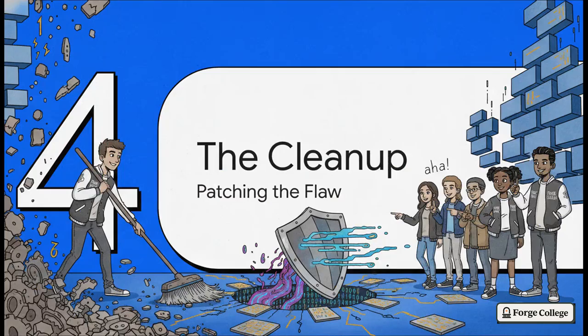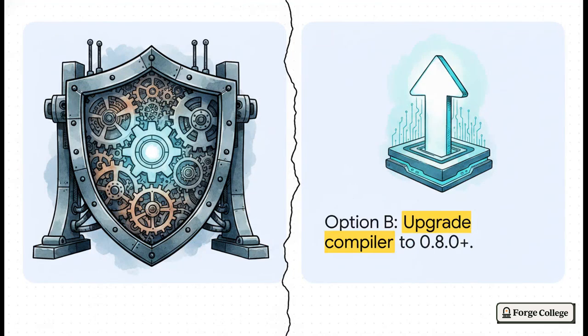Which brings us to Section 4, the cleanup, patching the vulnerability. We obviously can't leave that logic wide open. So the crucial point is how we actually fix it. You basically have 2 solid options here. Option A is to write an explicit require bounds check directly into your logic. Or Option B is simply upgrading your compiler to Solidity 0.8.0 or higher, which has built-in safe math that automatically stops overflows. Upgrading is almost always your best bet. But if you're dealing with a massive legacy code base or a specific protocol fork where you can't upgrade, Option A is absolutely your lifeline.